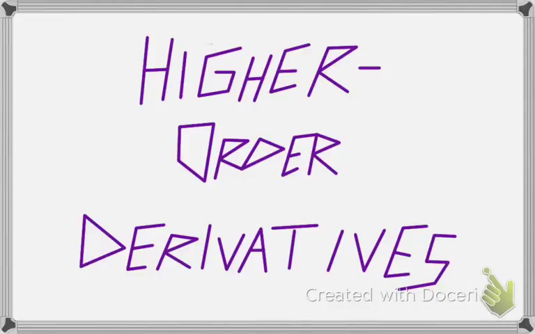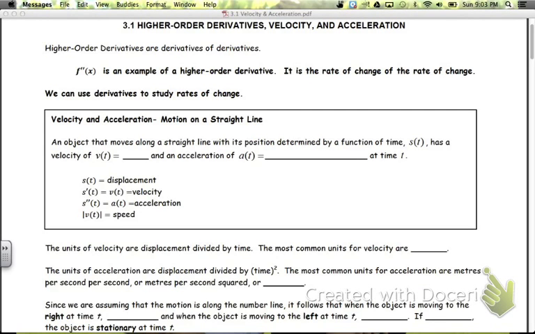Today we'll begin looking at a new unit, starting off with higher order derivatives, including velocity and acceleration. We will begin looking at our higher order derivatives since they are derivatives of derivatives, which we already know from Unit 2 of what a derivative is. So f double prime of x is an example of a higher order derivative. It is the rate of change of the rate of change. We use these derivatives to study rates of change.